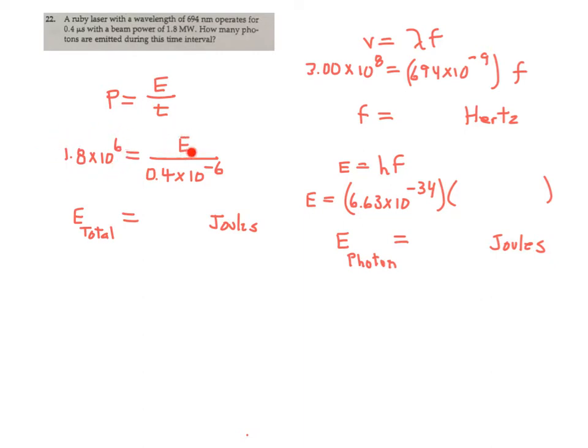Equals the total amount of energy that will be emitted divided by the time in which it is emitted. 0.4 times 10 to the negative 6, that's micro. 10 to the negative 6 is microseconds. So when you do the math there, the energy that's emitted totally from this laser will be in joules. You got 1.8 times 10 to the 6 joules per second for 0.4 microseconds. Gives you the total amount of energy in joules.